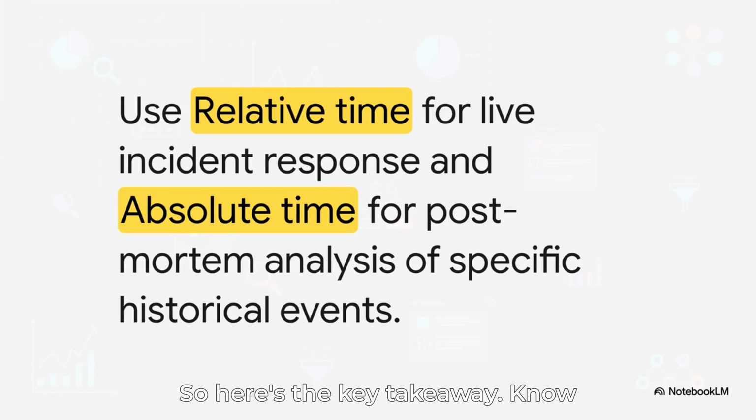So here's the key takeaway. Know when to use which tool. That relative time dropdown, last 5 minutes, today so far, that's your best friend when you're live monitoring or in the middle of an incident. But when you need to go back in time to investigate a specific event, like a user report from yesterday at 3 p.m., you switch over to an absolute time range. You just pick the exact dates and times from the calendar and surgically isolate that one moment.